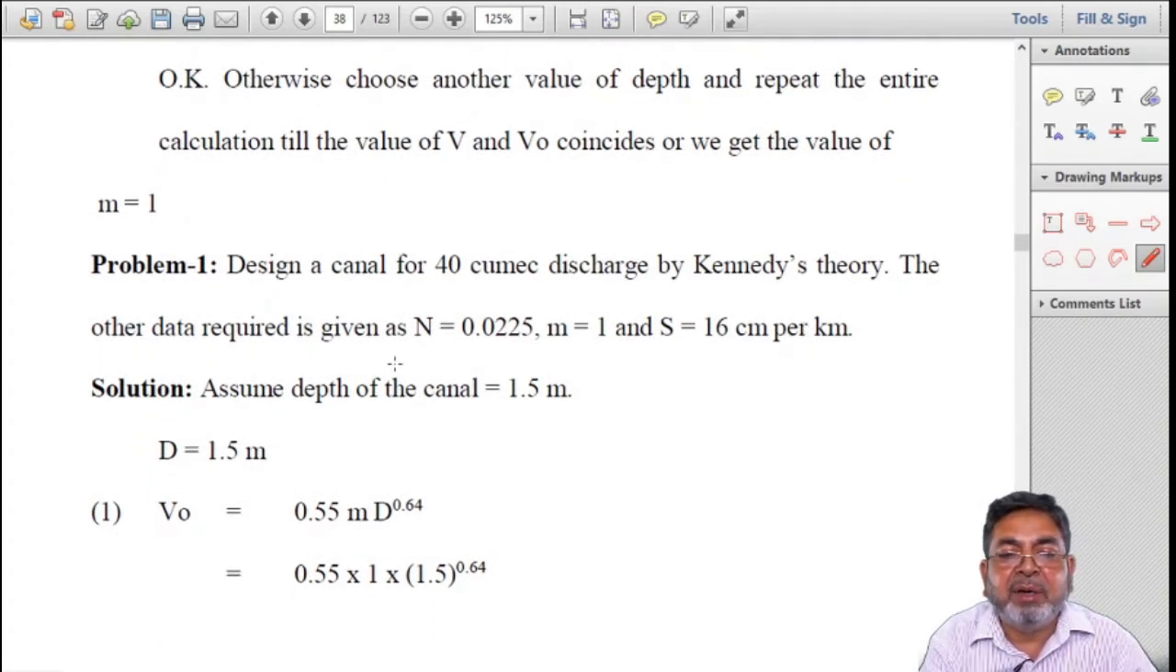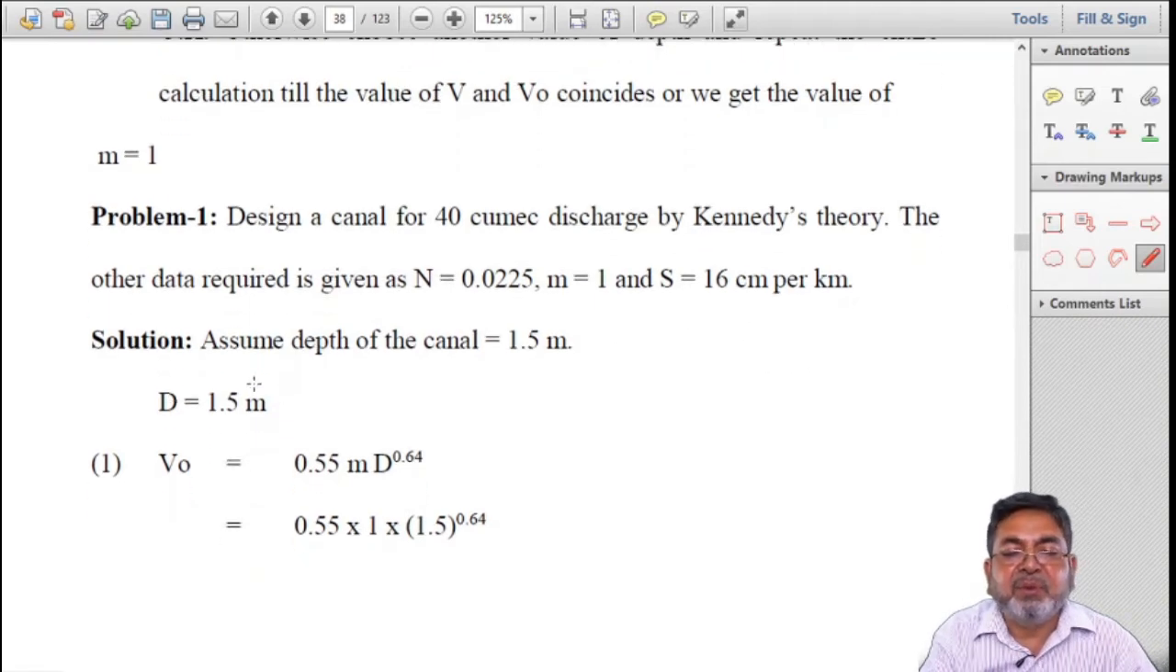The other data required is given as n is equal to 0.0225, m is equal to 1, s is equal to 16 centimeter per kilometer. Now here we need to change this data, because this is centimeter and this is kilometer. So either we have to convert this centimeter into kilometer, or this kilometer into centimeter, to get the same units at both the places, and then this unit will cancel out and you will get only a number.